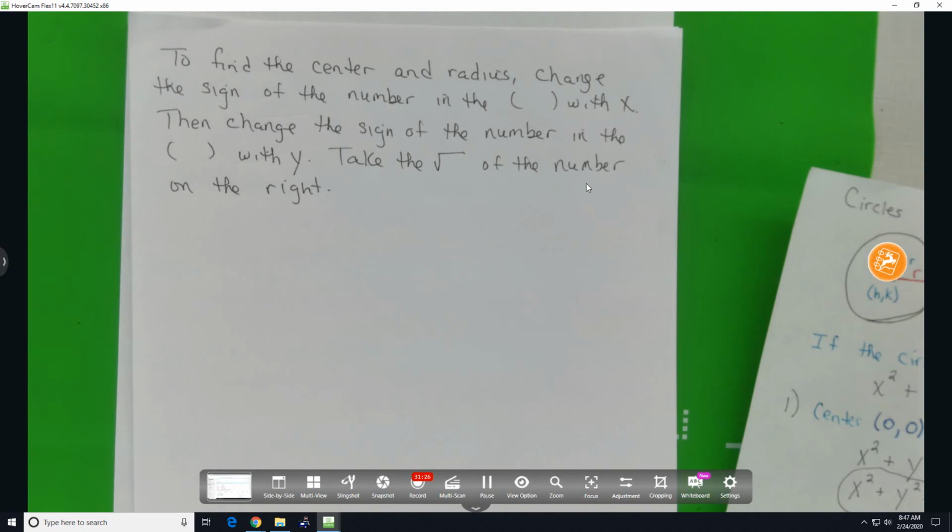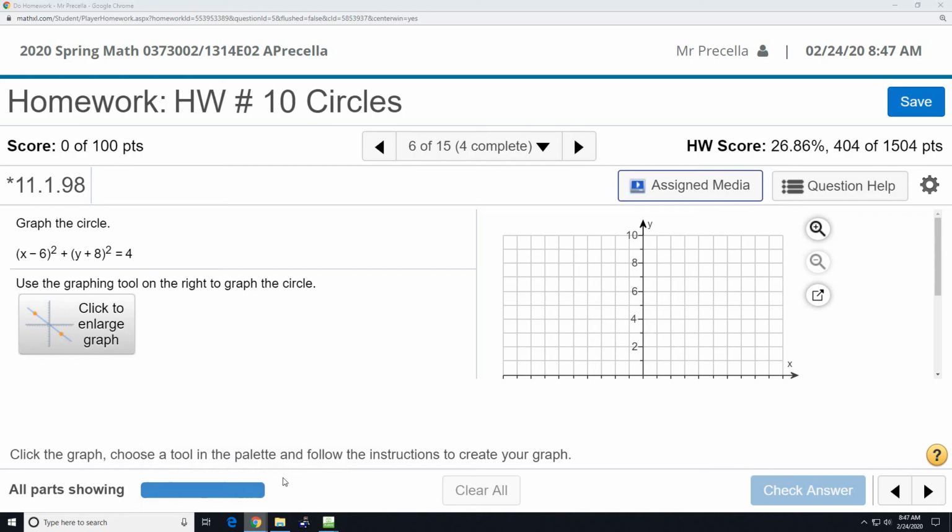So, let's look at problem number 6 again. Okay, so problem 6. We write it down. We're told graph the circle. X minus 6 squared plus Y plus 8 squared equals 4.